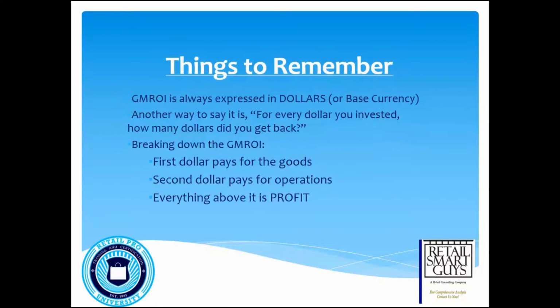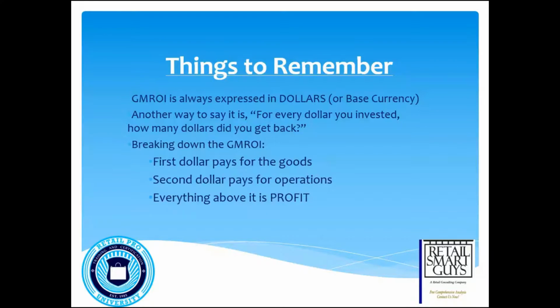Okay. What do you want to look at when you're looking at this thing? So it's always expressed in either dollars or your base currency, like I mentioned. And think of it this way. For every dollar you invested, how many dollars did you get back? Okay, so for every dollar I invested in that last screen, I got $2.50 back. And you may say, wait a second, that wasn't what my gross margin was. And it's not. It's a different thing. It's your margin divided by your total inventory investment over a long period of time. That's why turn falls into this, because we're looking at our average inventory investment and we're looking at margin over time.